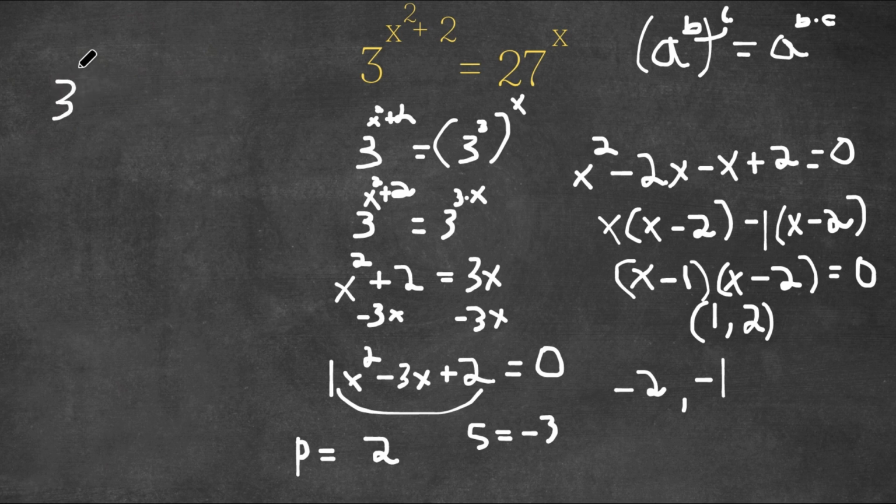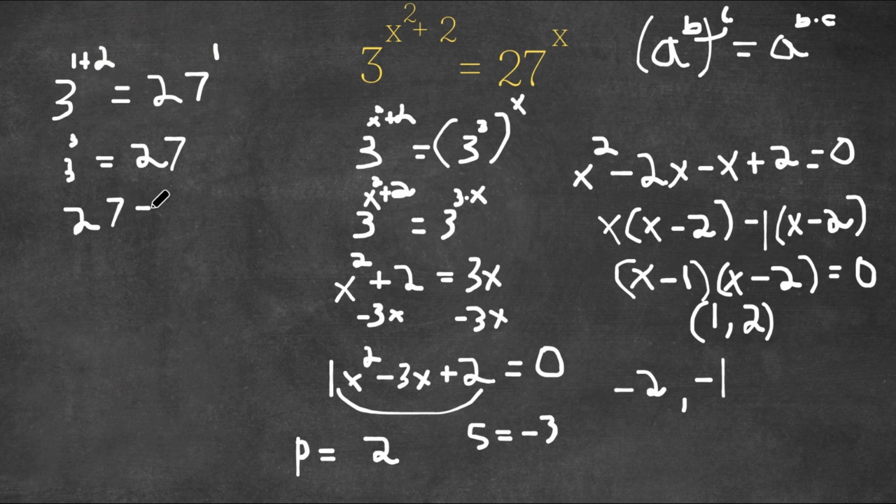So we're going to have 3 to the power of 1 squared, which is 1, plus 2 equals 27 to the power of 1. Now 1 plus 2 is 3, so we have 3 to the power of 3 equals 27, because 27 to the power of 1 is 27, and 3 to the power of 3 is 27. So we have 27 equals 27. So this is right. So we know that 1 is right. Now let's test out 2.